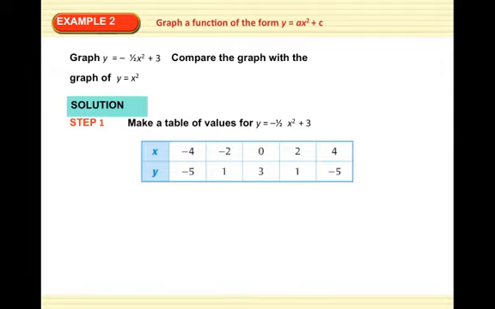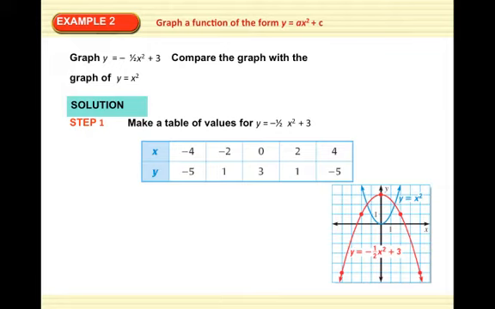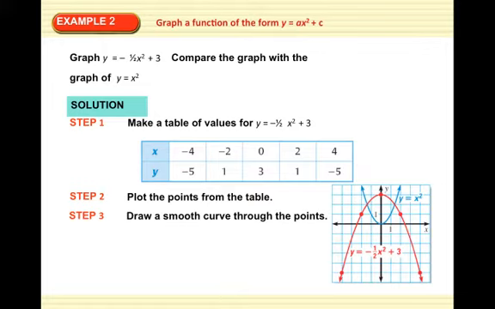Okay, now again, the y values are generated from the equation, from the function. So when I square -4, I get +16 times -1/2 gives me -8 plus 3 is -5. And I just keep going from there. -2 squared is +4 times -1/2 is -2 plus 3 is 1. And you just keep going from there. Once you have that, go to that coordinate plane that already has the y equals x squared, go ahead and plot these points from the table and draw a smooth curve through the points.